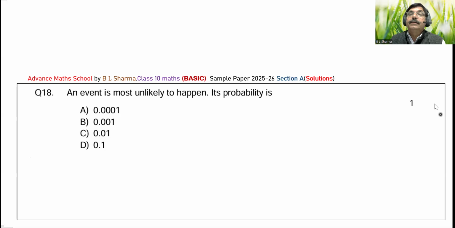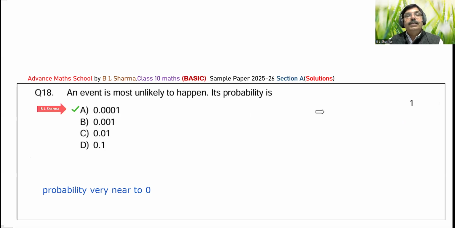So we can write here the probability should be very near to zero, and out of these, see, the one nearest to zero is this. So A is the correct option.